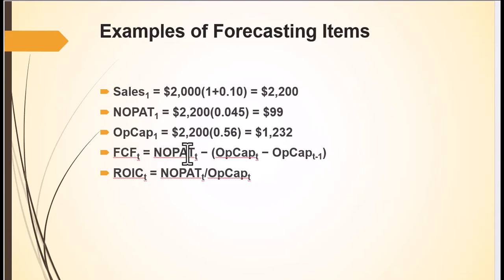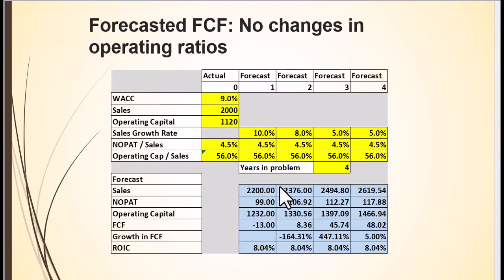What is free cash flow then? It's just NOPAT minus the changes in operating capital. ROIC then is NOPAT divided by operating capital. So let's see how these ratios plug out moving forward. Again, here's our data up here. We're talking about 4 years as far as the problem in the data. In this spreadsheet, we need this number so we know when to stop the analysis. But here's the sales, again, multiplied out for each year. NOPAT changes every year. Operating capital changes every year.